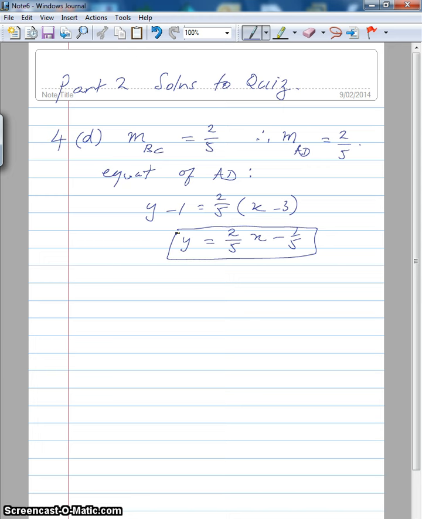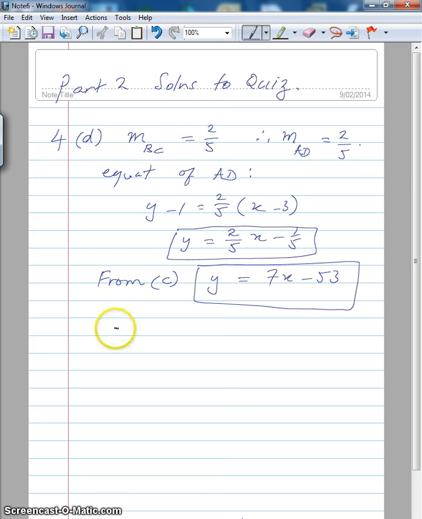Now we need to solve this equation plus the other one from part C. And just to refresh our memories of the one from part C, it was 7x minus 53. So we just need to solve those two equations simultaneously. Now, to save a little bit of time here, in case we get chopped off again, the x is 8 and the y is 3. And therefore the point D has coordinates 8, 3.